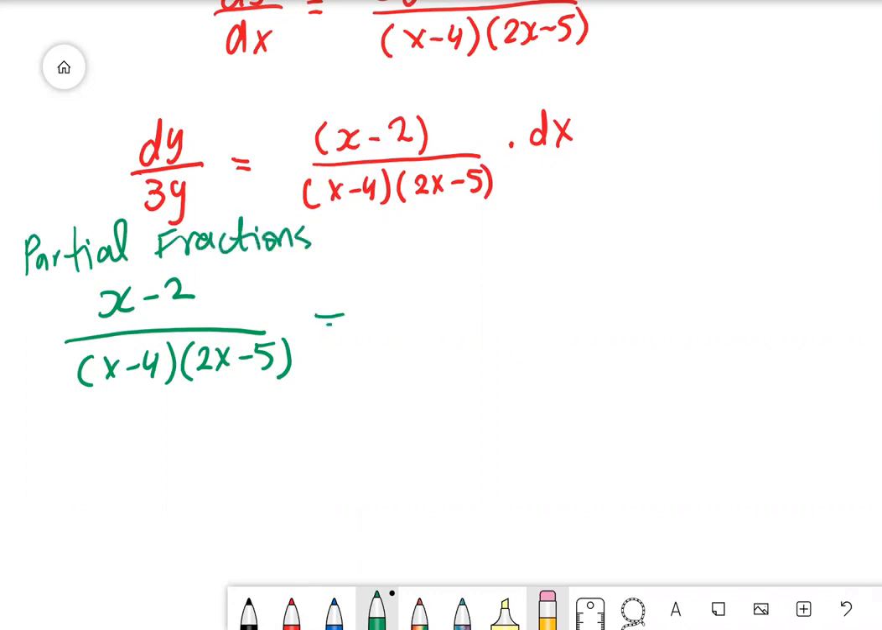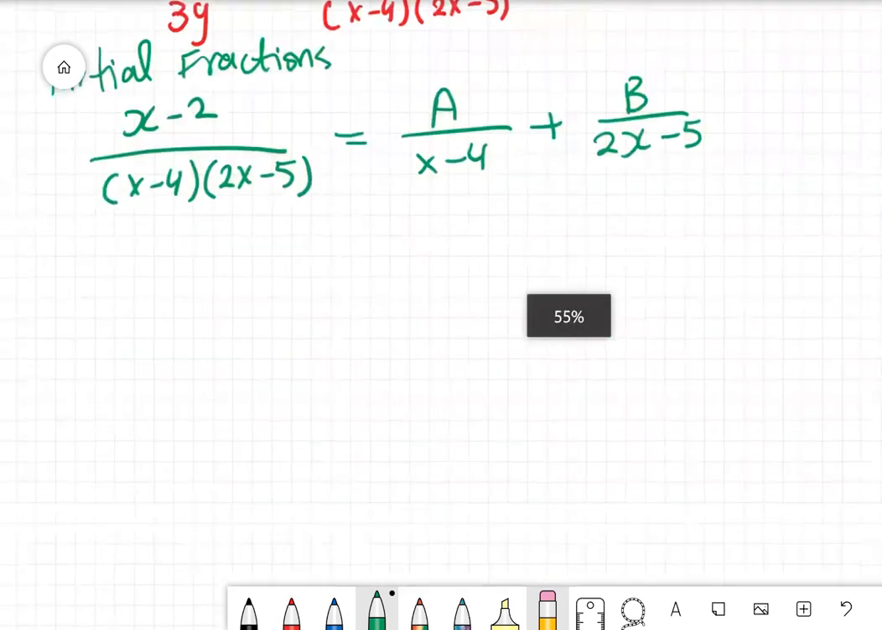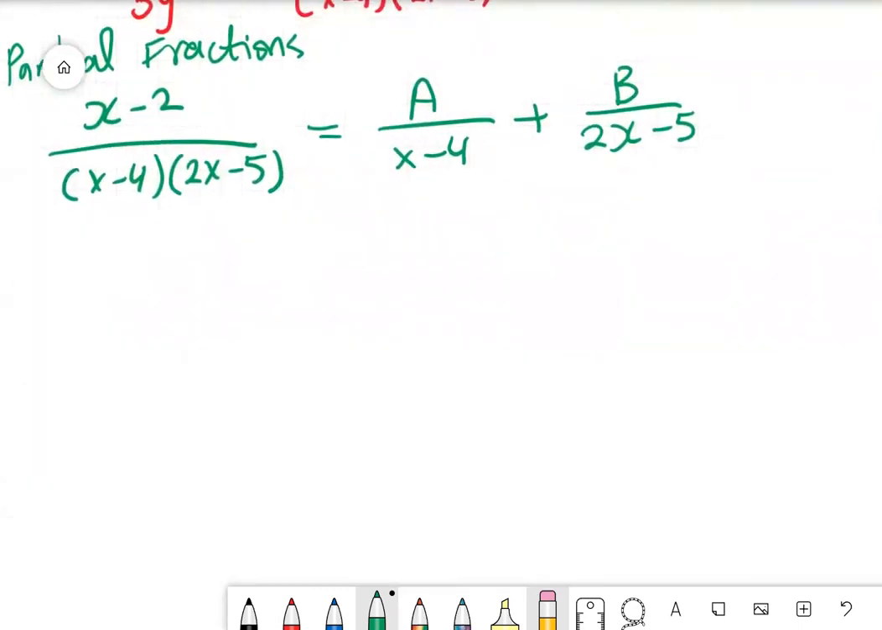And because we have two terms down there, it's going to be a over x minus 4 plus b over 2x minus 5. And now we need to solve this first, and then we'll carry on the integration. So this is going to be, well, the denominator basically, x minus 4 times 2x minus 5. I told you before, it's the same as what's on this side anyway.